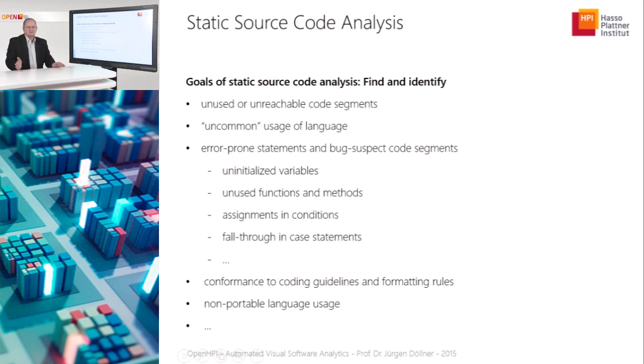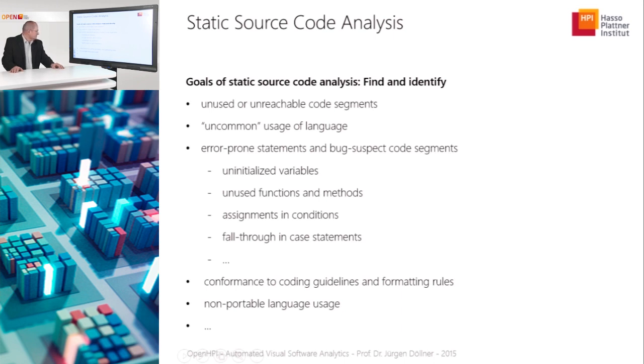Unused functions or methods raise an interesting question: why is this function never used? Why is it in there in the source code? Assignments in conditions are a bad programming practice. Fall through in case statements is another example of such weaknesses we can detect by static source code analysis. Source code analysis can also be used to find out whether a given implementation follows coding guidelines or formatting rules set up in a company or in a specific project.